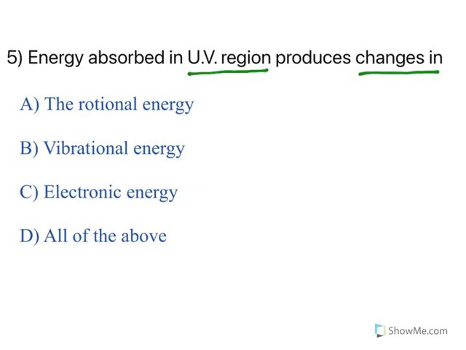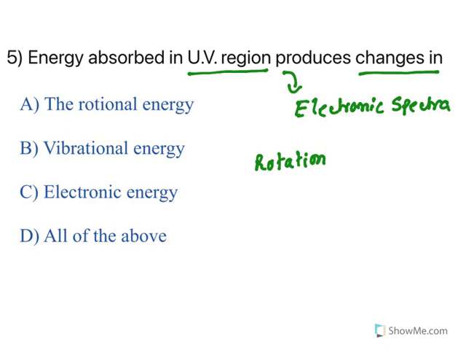Now, energy absorbed in UV region produces changes in. Now again, this is a kind of tricky question. UV spectra is also known as electronic spectra. But understand the question. See, when a molecule is provided with energy, there may be changes in its rotation, and that is what is called rotational spectra. Or the bonds may get vibrated. This is called vibration. Or electrons may move from one energy level to another. It is known as electronic spectra, electronic transitions.